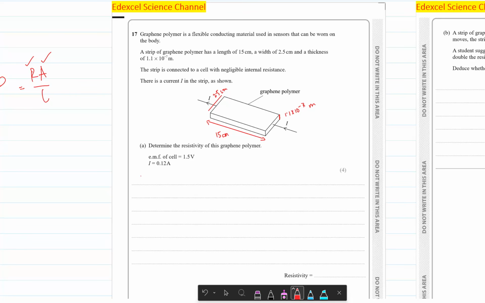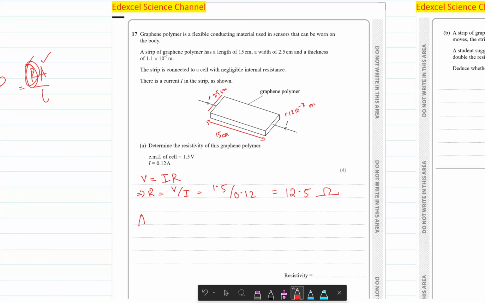So we know that V is equal to IR. So from here, resistance is going to be V over I. The EMF, the electromotive force of the battery is 1.5 and the current is 0.12 amperes, which is going to give you about 12.5 ohms. Okay, so we are done finding out resistance.